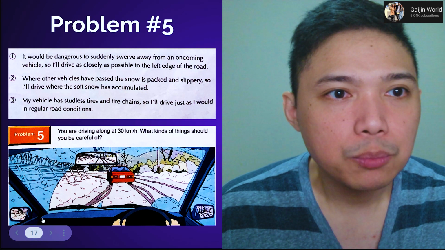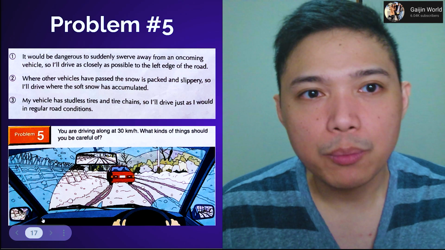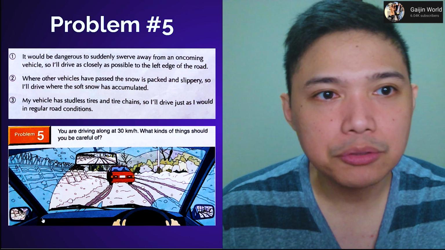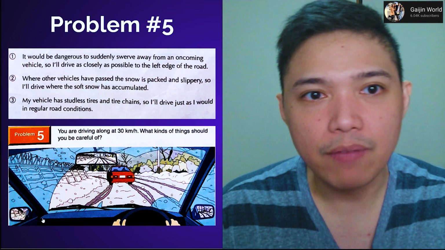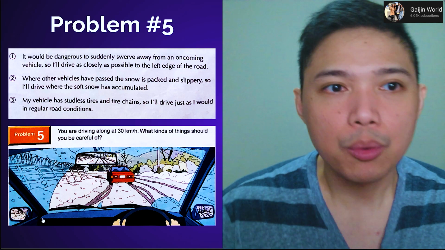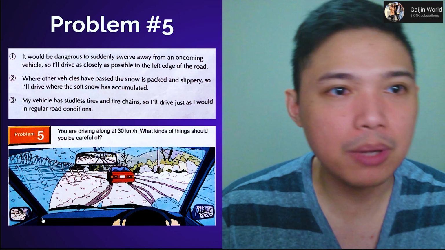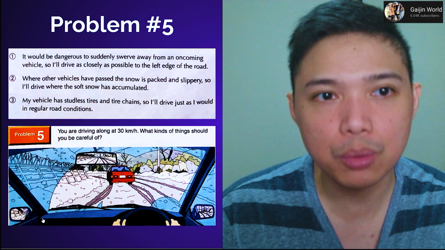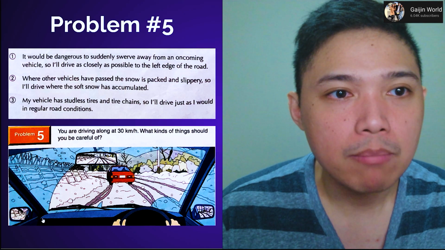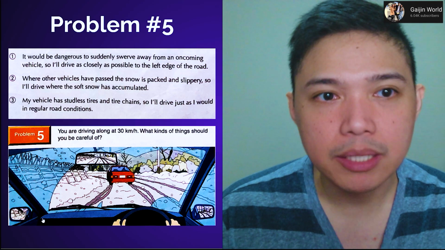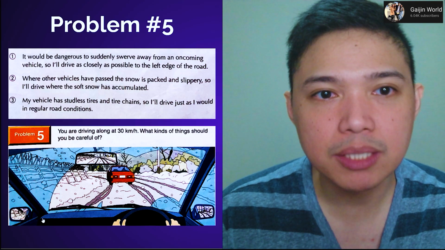Number one, it would be dangerous to suddenly swerve away from an oncoming vehicle, so I'll drive as close as possible to the left edge of the road. Number two, where other vehicles have passed, the snow is packed and slippery, so I'll drive where the soft snow has accumulated. Number three, my vehicle has studless tires and tire chains, so I'll drive just as I would in regular road conditions.